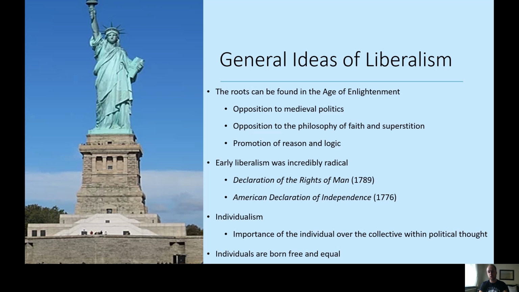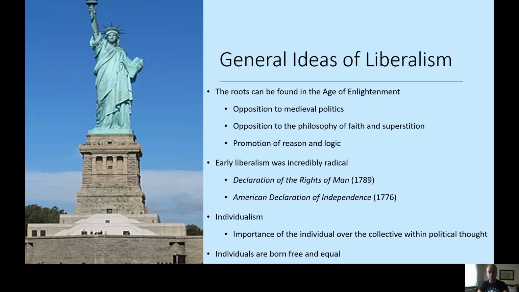Similarly, they also opposed the philosophy of faith and superstition, that instead of relying on, for example, Christian notions of God and understandings of life, or superstitious notions such as, we could probably use a modern conception of horoscopes, we shouldn't rely on these philosophies in order to lead our life. Instead, we should base our understanding of ourselves, our understanding of life, on reason and logic. We should put our faith in science, in rationality, and all of these various different things so we can lead a modern, clarified existence.